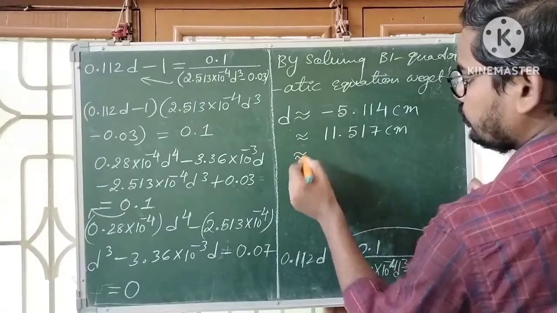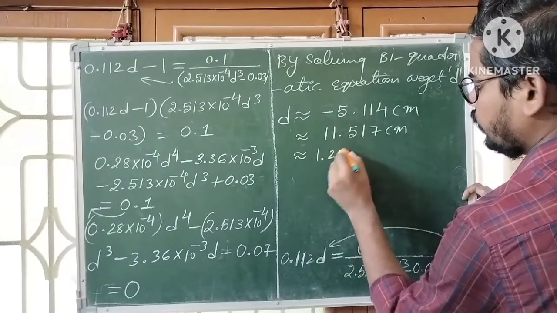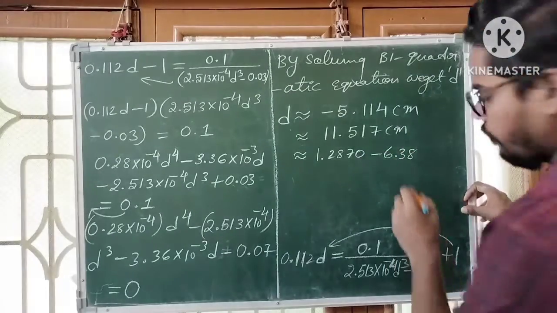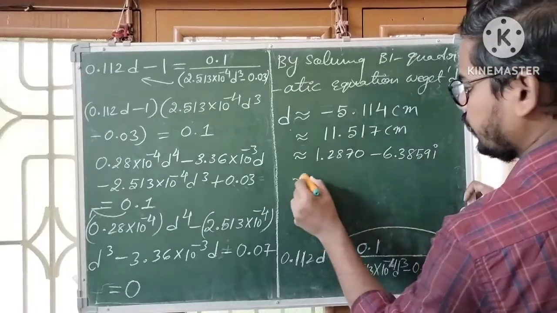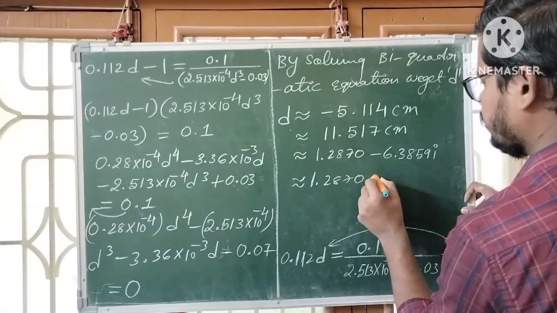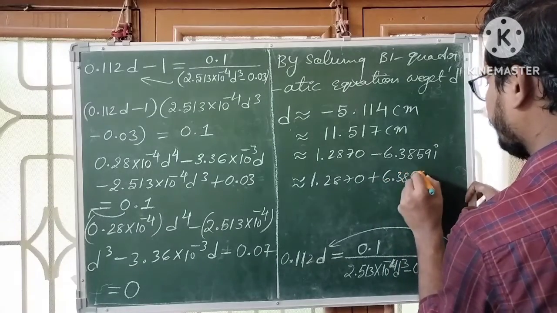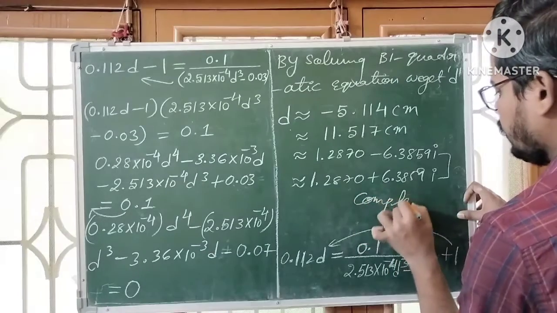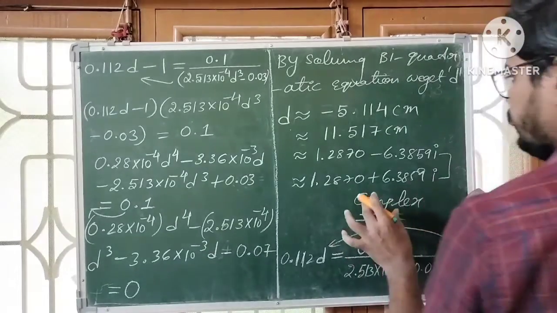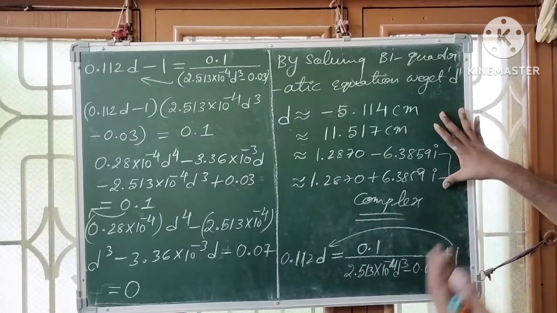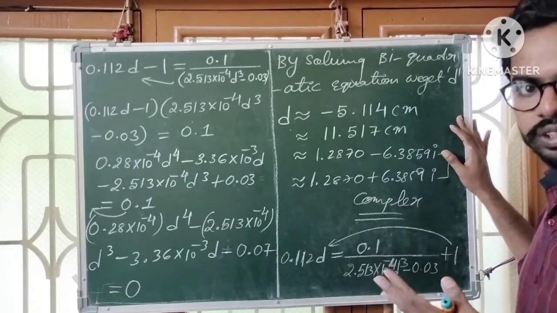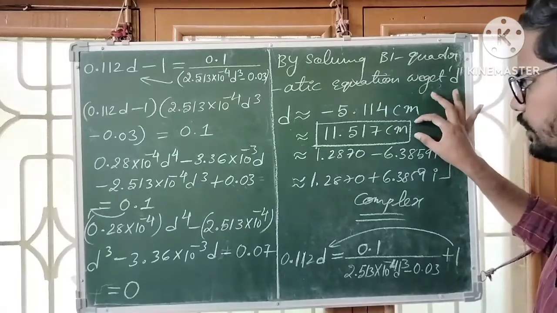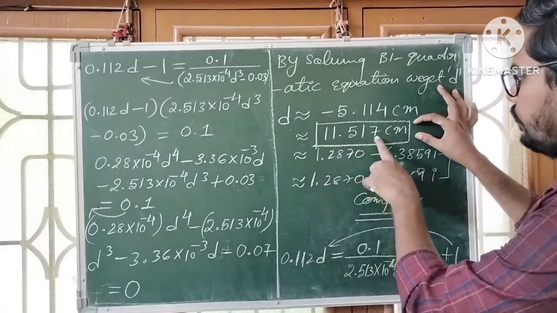Next, d approximately equal to 1.2870 minus 6.3859 i centimeters. Next, 1.2870 plus 6.3859 i. The last 2 solutions are complex solutions. These 2 are complex numbers or imaginary numbers. So now we have 4 solutions. Among the 4 solutions, the only valid answer is 11.517 centimeters. D approximately equal to 11.517 centimeters.